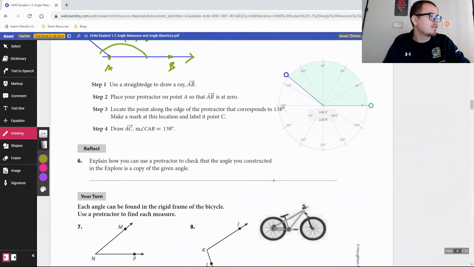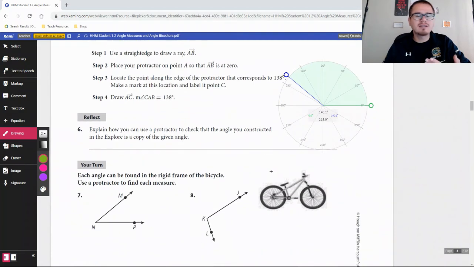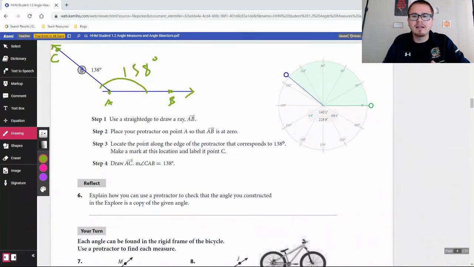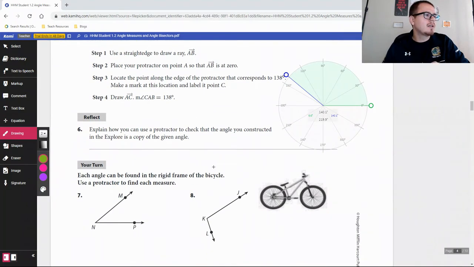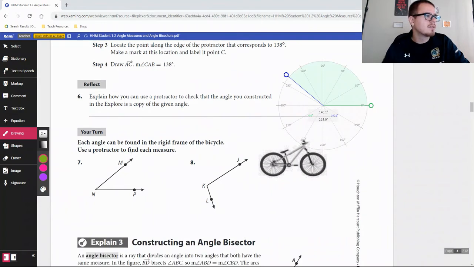So reflect. Anytime you see a reflect question, I think it's just a good idea for you to pause and really think about it, see if it's going to enlighten your brain a little bit. So can you use a protractor to check the angle you constructed? Well, you measure the given angle. You measure the constructed angle. They should be the same. That's pretty obvious.